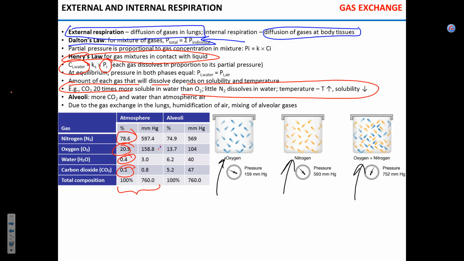Now look what happens in alveoli. Which two gases have higher concentration? These have lower. You see, the percentage is lower. You see what I'm saying? They have lower concentration in alveoli. Does that make sense? CO2 and water have higher concentration in alveoli. Why?